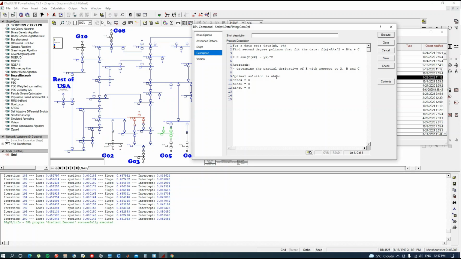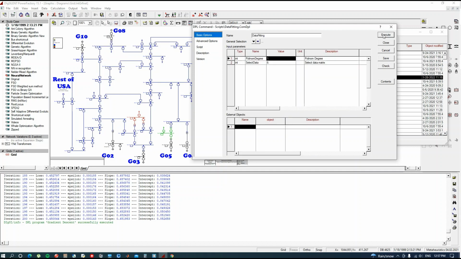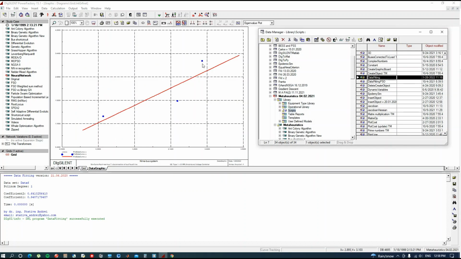The optimal solution is when the derivative of the error with respect to coefficient a is equal to 0, and the derivative of the error with respect to b is equal to 0. When these two equations are solved, we obtain a, meaning the slope, and b, meaning the intercept. Let's run the algorithm. It's very simple. You can see the points and the line exactly like the previous example, but the optimal values are 0.64 and 0.94, almost the same as the previous example. If in the previous example we put more iterations, we would also obtain these values. Okay, thank you.